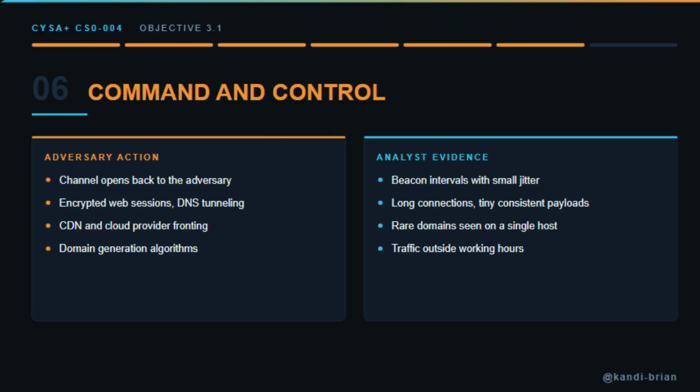Phase 6, command and control. This is usually written as C2. It's the channel the compromised host opens back to the adversary. The host beacons out, receives instructions, and the operator gains interactive control. Adversaries hide this traffic inside normal traffic: encrypted web sessions to a legitimate-looking domain, DNS tunneling that carries data inside query names, traffic routed through a content delivery network or a cloud provider so the destination looks reputable. Command channels riding on collaboration platforms and social media APIs. Domain generation algorithms that produce a new rendezvous domain every day.